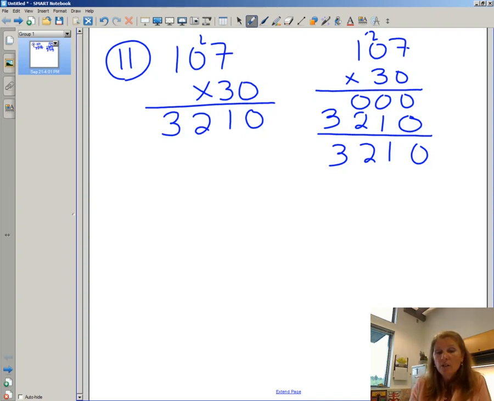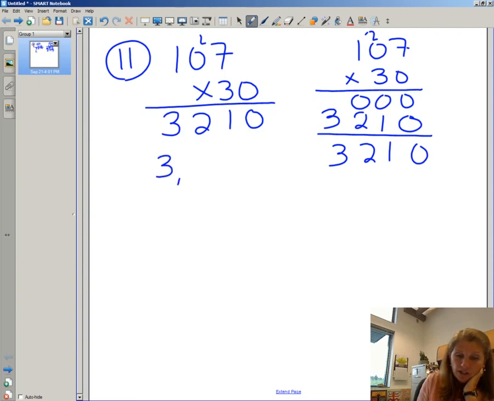If you have a 0, just put it off to the end, drop it straight down, and then multiply by 3. If you don't use that shortcut, if you do the second way, no problem, you'll get the same answer. I'm just trying to save you from writing rows and rows of 0. Just drop them straight down. It's a nice little shortcut.